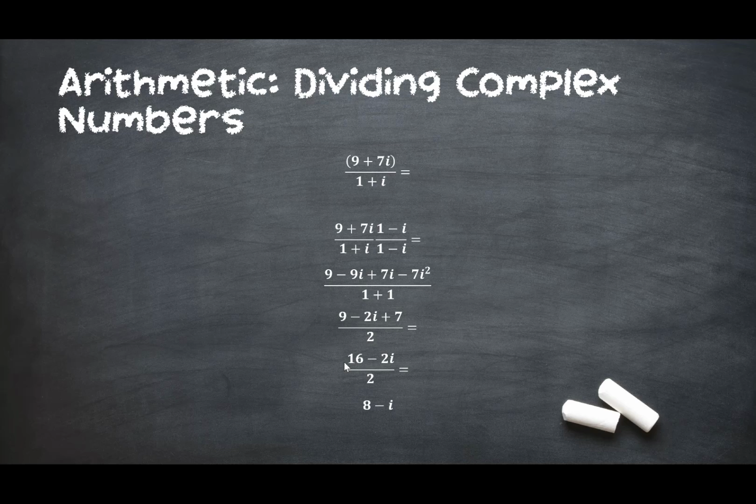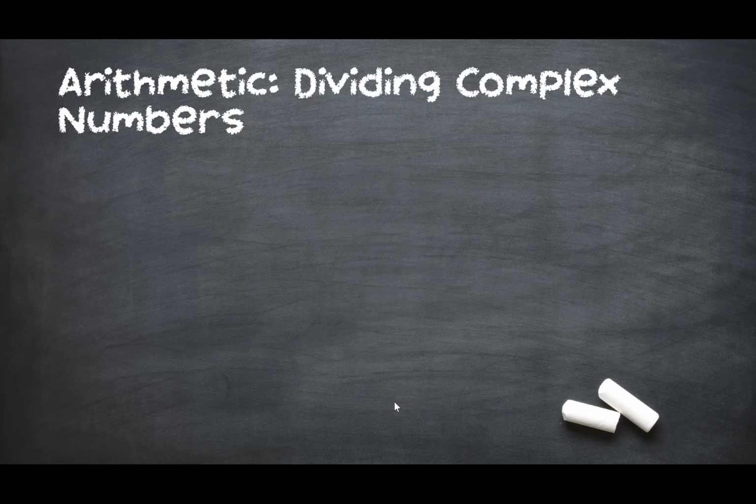The idea now is that we have to put this in the form a plus or minus bi. We always put it in that form. Technically, we don't leave it in the previous form. So 16 over 2 is 8, minus comes down, and 2i divided by 2 just gives us our i.